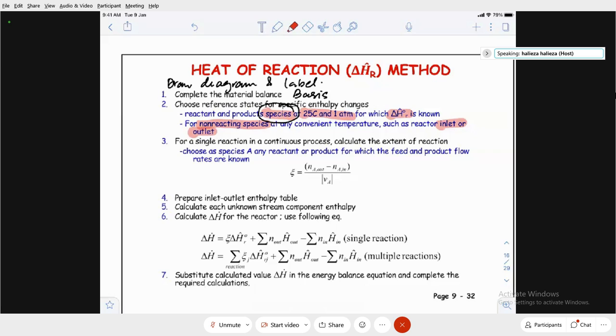The equation that you're going to use is this equation, whether you have a single reaction or multiple reactions. You're going to have the extent of reaction there, so you need to calculate the extent of reaction. Because I mentioned just now, if you have a single reaction, it's better to use the heat of reaction, provided your heat of reaction is given.